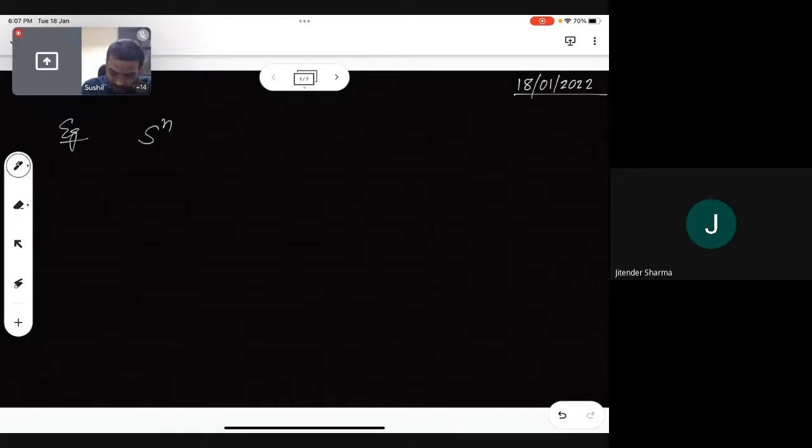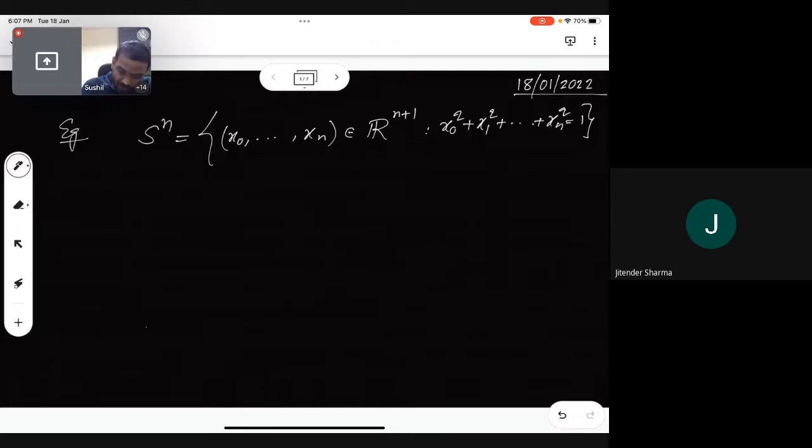Sn, which is (x0, ..., xn) in R^(n+1) such that x0 squared plus x1 squared plus ... plus xn squared equals 1. This is also a smooth manifold. All right. So what will be the charts? How many charts can you actually consider?